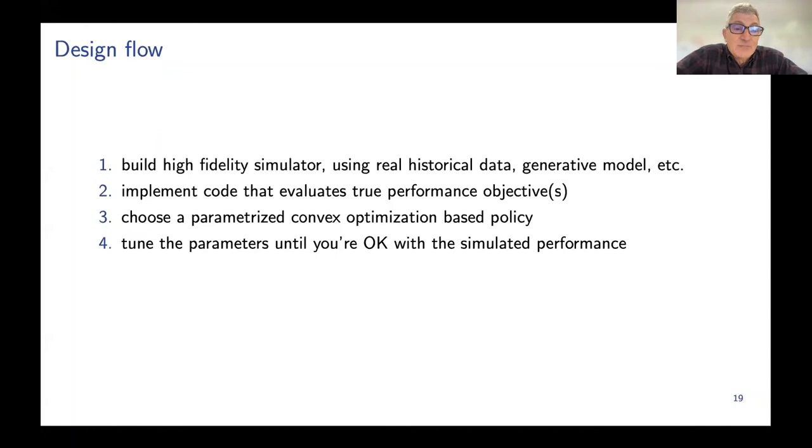Then you would implement code that evaluates the true performance objectives. And by the way, that certainly doesn't have to be the same as what's going to be in your COCP. It could be very complex. We even have that in your example just now of classification. The true performance objective might be something like your error rate, and you're not going to optimize that. Your convex optimization policy might do something like minimize a negative log likelihood of a logistic or something like that. Okay. You'll then choose a parameterized convex optimization based policy, and you'll tune the parameters until you're okay with the simulated performance, right? So that's the general design flow.